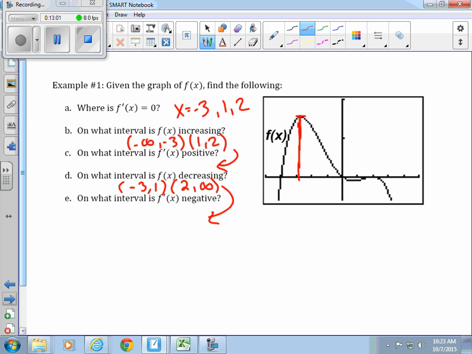Do we have to put the U in between? You don't have to, but it is good mathematical practice.